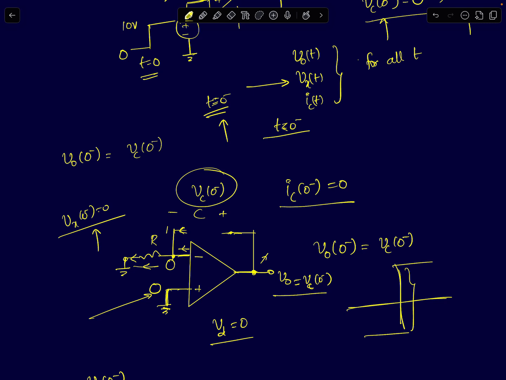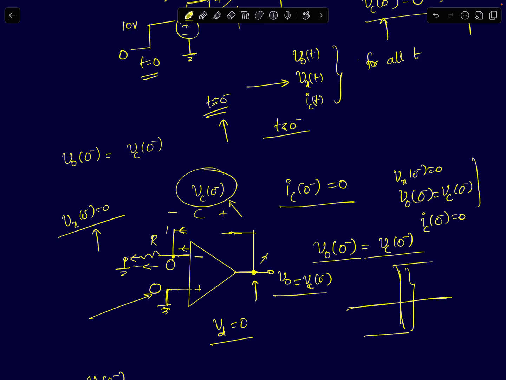And you have to know what the initial voltage across the capacitor is to precisely say what the output voltage is. So if you assume the initial voltage across the capacitor is Vc0 minus, then the output voltage V0 of 0 minus is simply equal to Vc0 minus. Now we know all three quantities. Vx of 0 minus is 0, V0 of 0 minus is Vc of 0 minus, and the current flowing through the capacitor is also 0.